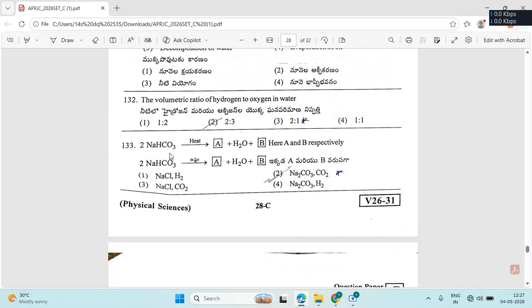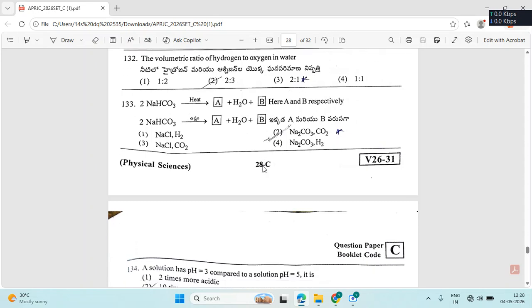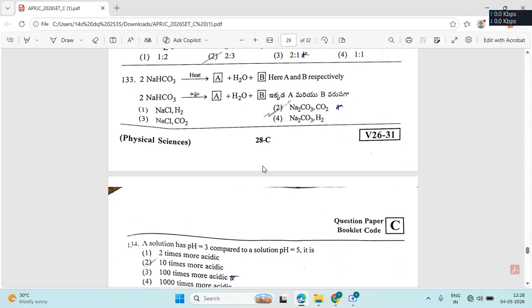2 NaHCO3 gives rise to, on heating, A plus H2O plus B. Here A and B respectively are: NaCl, H2; NaCO3, CO2; NaCl, CO2; Na2CO3, H2. The correct option is option 2, and the answer is Na2CO3, CO2.